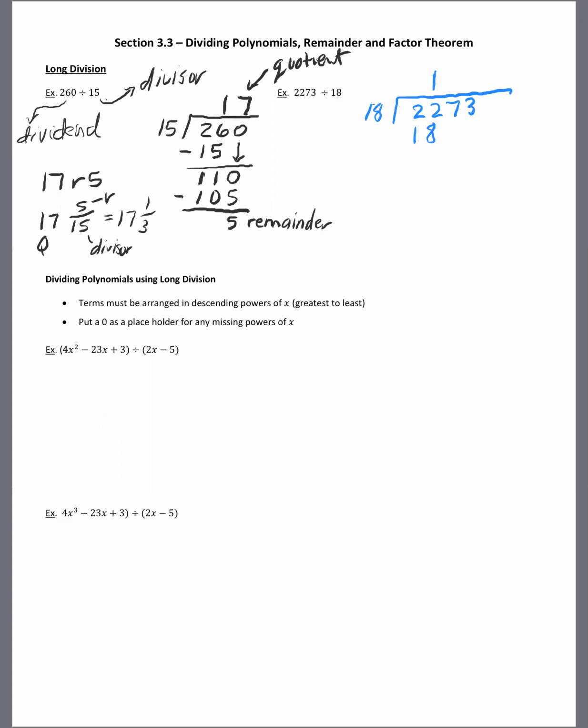1 times 18 is 18. Built-in subtraction. We'll get ourselves a 4. We've got another term, so let's bring it down. 18 divides 47 twice. 2 times 18 is 36. We'll subtract. Both columns here, 6 from 7 is 1 and 3 from 4 is 1 also.